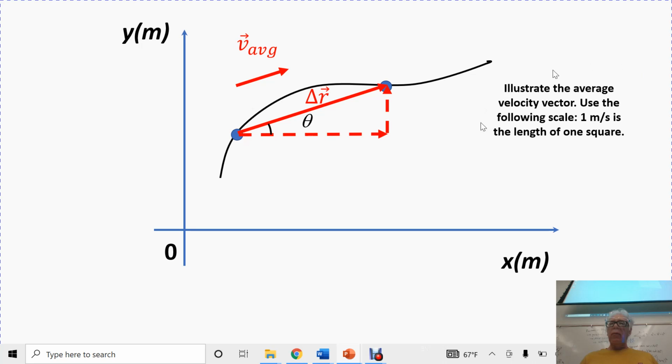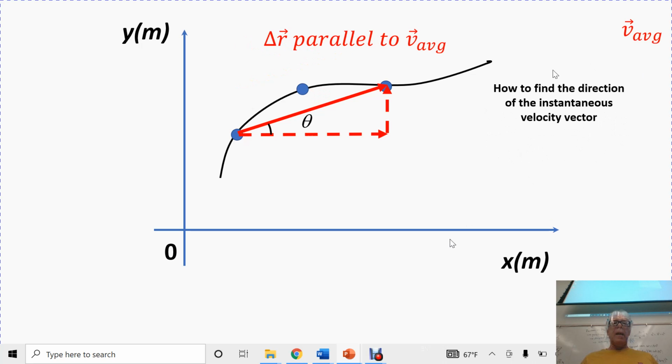So it doesn't matter if you denote the average velocity with this shorter arrow or this longer arrow, provided, of course, you state that 1 meter per second is the length of one square. So that's what it means. Delta r is parallel to the average velocity. Now, what are we going to do? We are going to find out what's next: the instantaneous velocity.